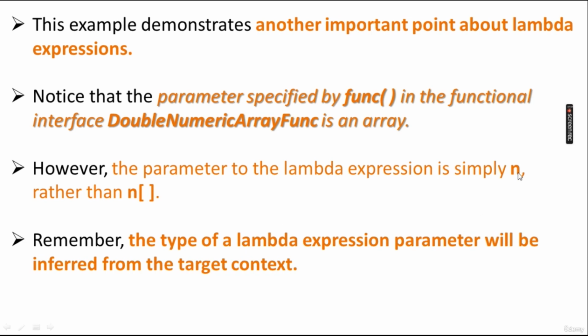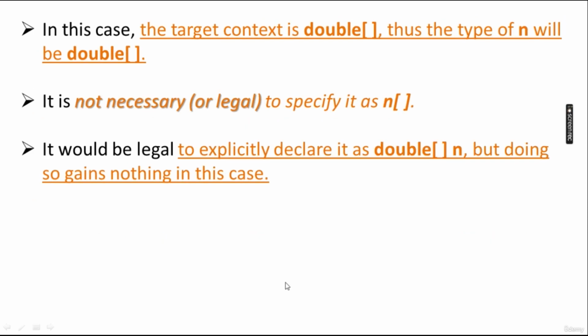We just have to pass the n, and the target type of the lambda expression will be inferred from the target context in which we are executing the lambda expression. Here the target context is double array, so it will be converted to double array. Okay, so whenever we are passing the value array, we should be passing only a double array.